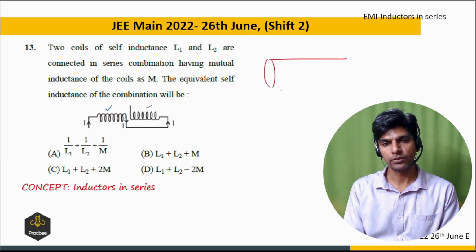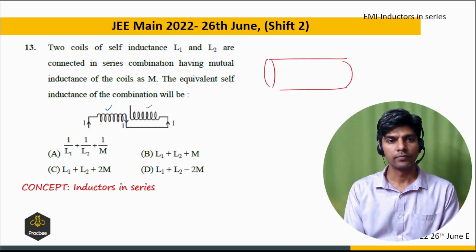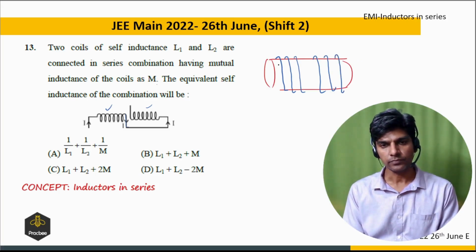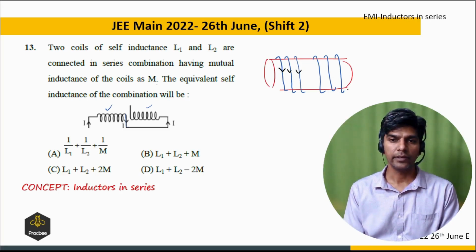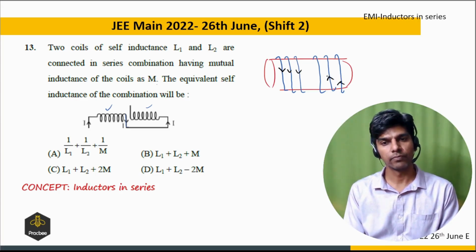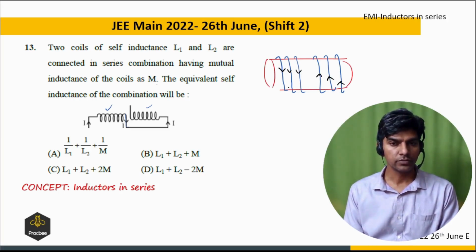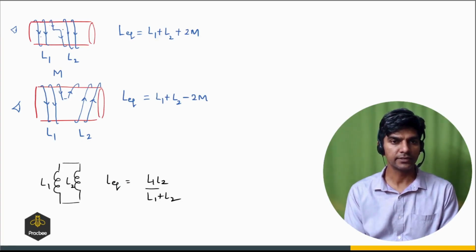If this is the core and this is the first solenoid, and let us say this is the second solenoid or second inductor. There is a current like this, clockwise, and in the other solenoid the current is coming from the other side. Can you see? Now the currents are in the opposite direction. So this is the second case.